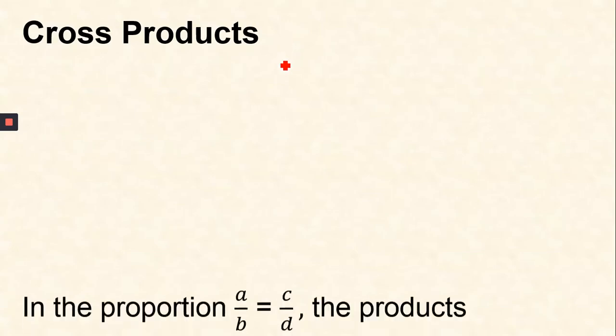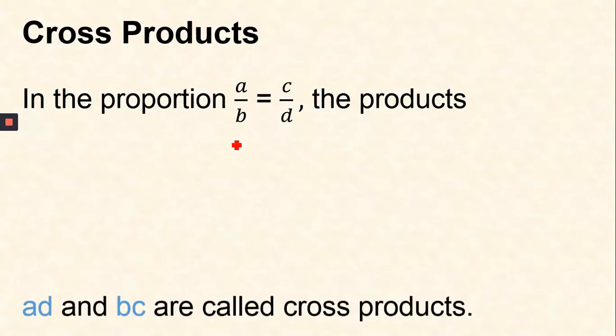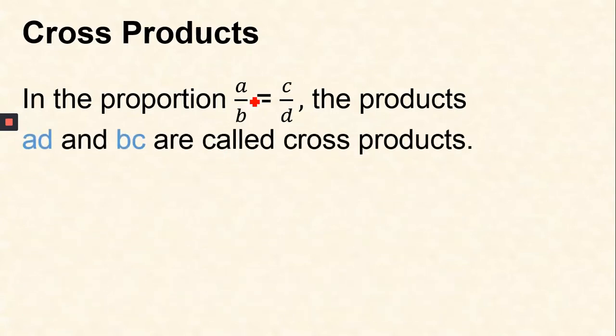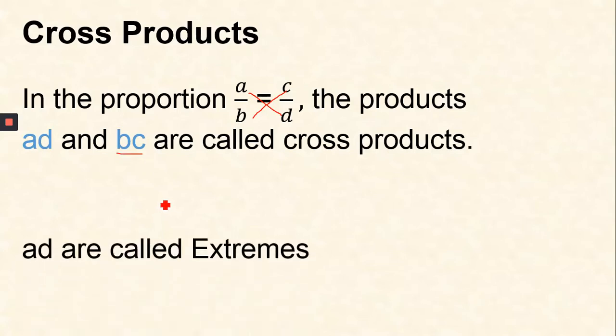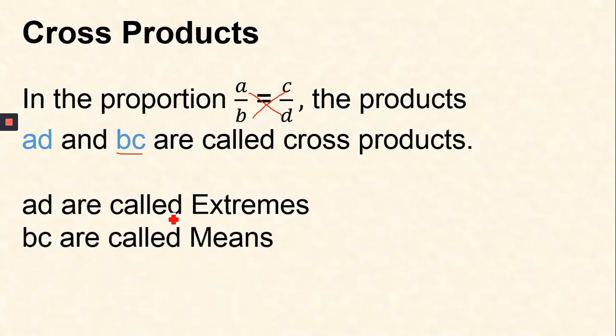So we have here the cross product, or what we call cross multiplication. In the proportion A over B is equal to C over D, you are going to multiply A times D, that is equal to AD, and B times C, that is equal to BC. That is applying cross multiplication or cross products. AD are what we call the extremes, and BC are the means.